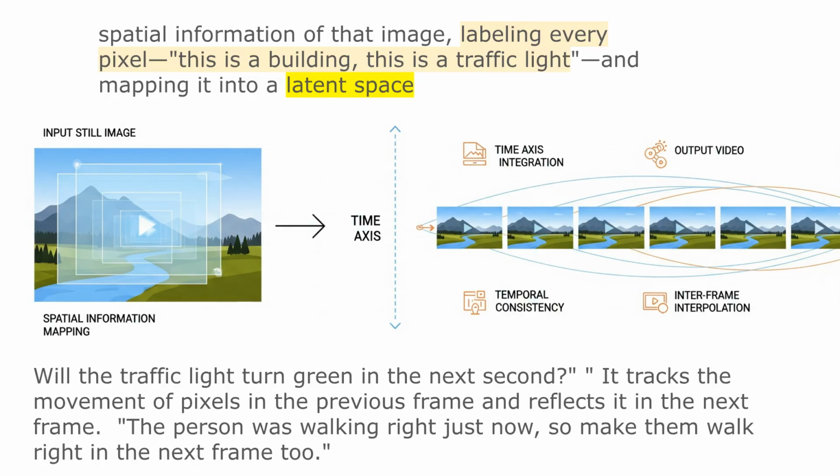When converting a still image into a video, the AI first reads all the spatial information of that image, labeling every pixel: this is a building, this is a traffic light, and mapping it into a latent space. Creating a video means adding a time axis and generating images by predicting, will the traffic light turn green in the next second? The crucial part is temporal consistency. It tracks the movement of pixels in the previous frame and reflects it in the next frame. The name for this is inter-frame interpolation, but essentially it applies the rule, the person was walking right just now, so make them walk right in the next frame too.